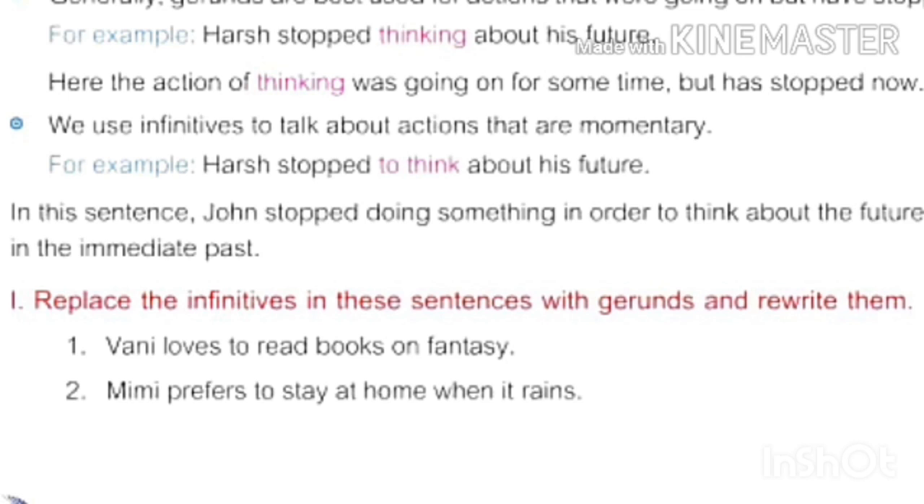First, Vani loves to read books on fantasy. So here to read is the infinitive and we have to replace this with a gerund, that is V1 plus ing. So to read will become reading. So the answer is Vani loves reading books on fantasy. Alright. Then second is Mimi prefers to stay at home when it rains. So again to stay will become staying. Mimi prefers staying at home when it rains.